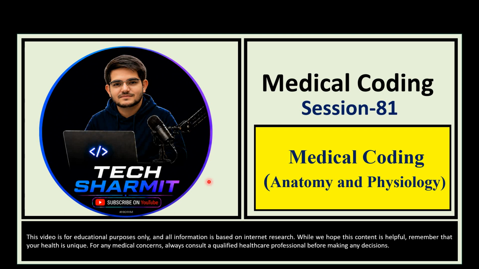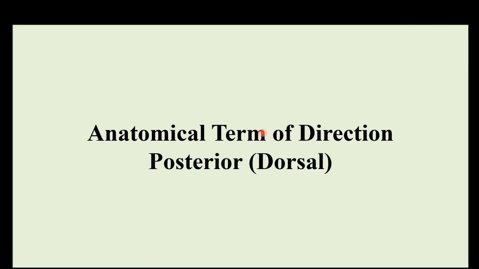In this session, we are going to talk about another very important topic related to medical coding anatomy, and we will be discussing the second type of anatomical term of direction, that is posterior, dorsal. So in this session, we will talk about what is posterior, what is dorsal, and how it is utilized in medical coding. I'll show you some of the most commonly or frequently used examples so that you can relate it with the actual meaning or the definition of posterior and dorsal.